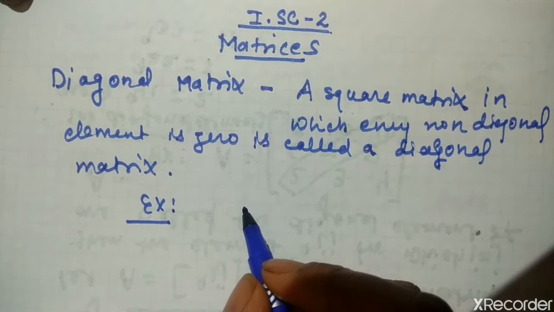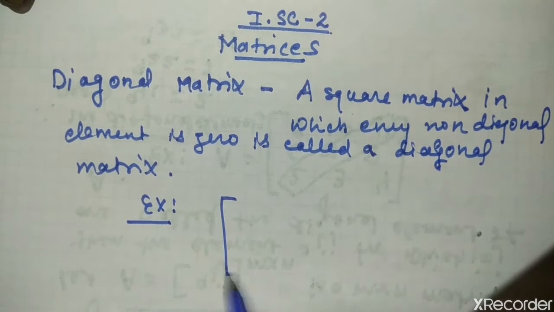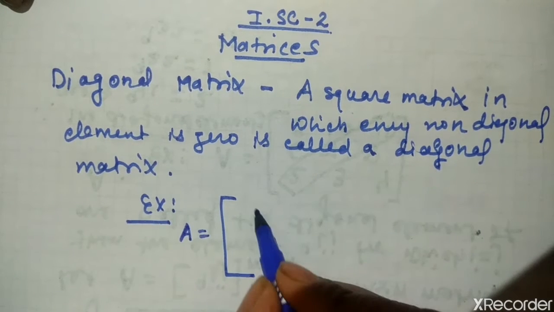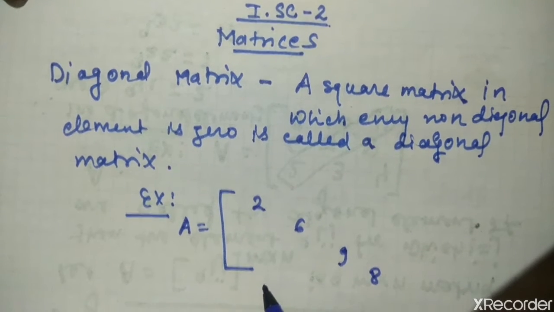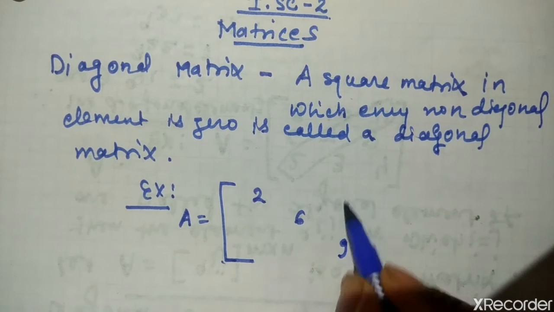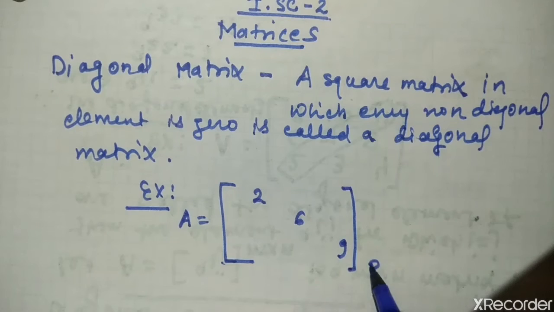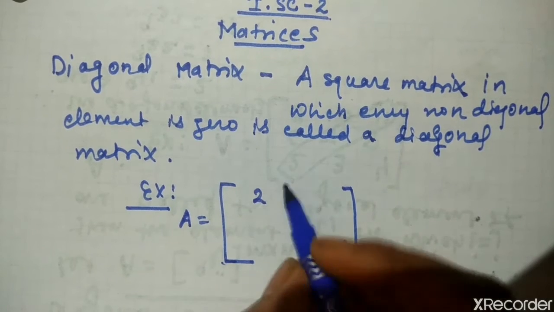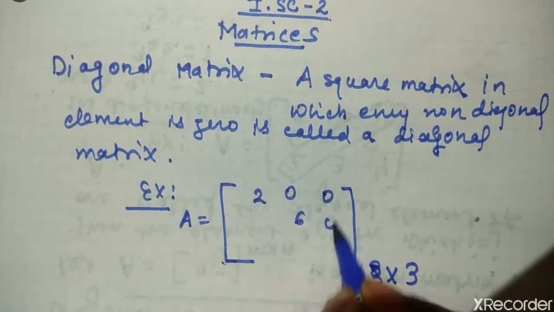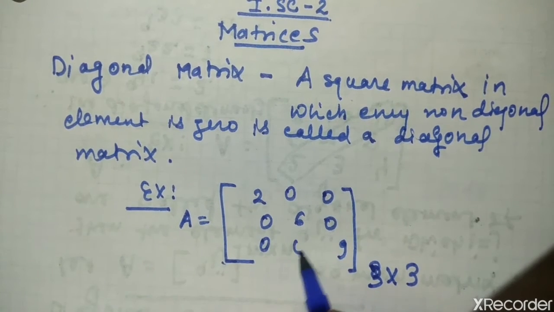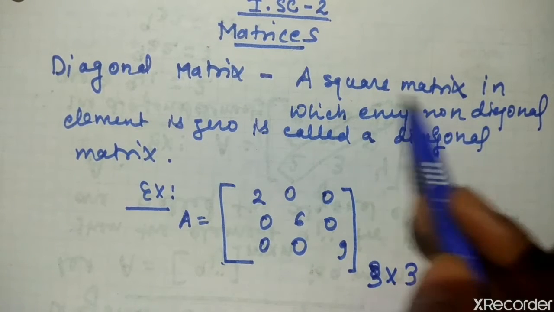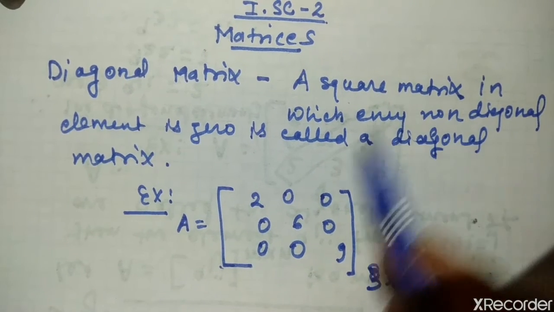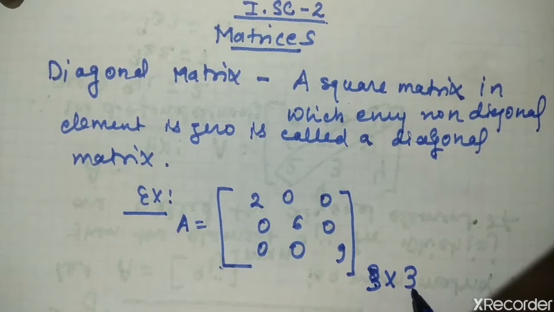Let the matrix A equals Aij equals 2, 6, 9, 8. Okay, let us first take the 3 cross 3, with the other entries 0. Here is the word square matrix. Square matrix means the number of rows and number of columns will be equal. So we have taken here the 3 cross 3 matrix, so this is a square matrix.